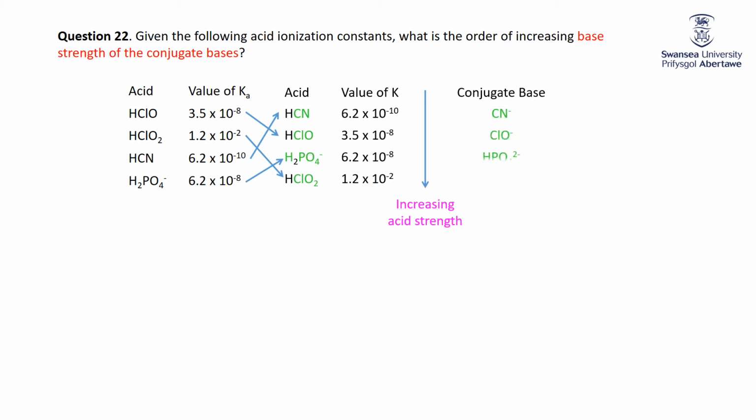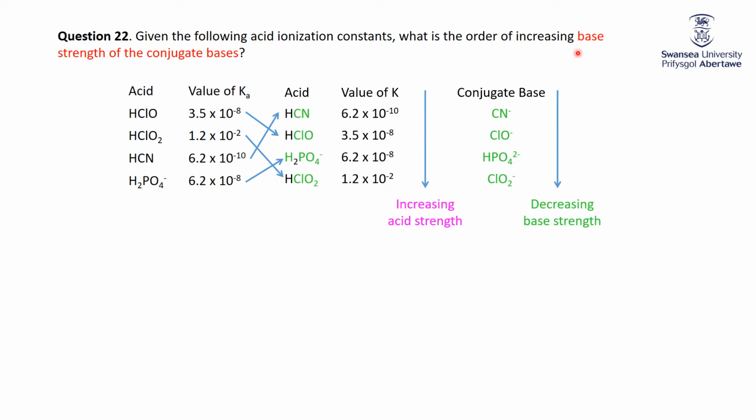Now let's think about the conjugate bases: CN minus, ClO minus, HPO4 2 minus. Make sure you see that the conjugate base of H2PO4 minus is HPO4 2 minus, and then ClO2 minus. Okay, well, acids and their conjugate bases are inversely strong. So in other words, the stronger the acid, the weaker the conjugate base. So going down this list of the acids, we increase the acid strength, so we would decrease the base strength. So thus, ClO2 minus is the weakest base, CN minus is the strongest base, because HCN is the weakest acid and HClO2 is the strongest acid.